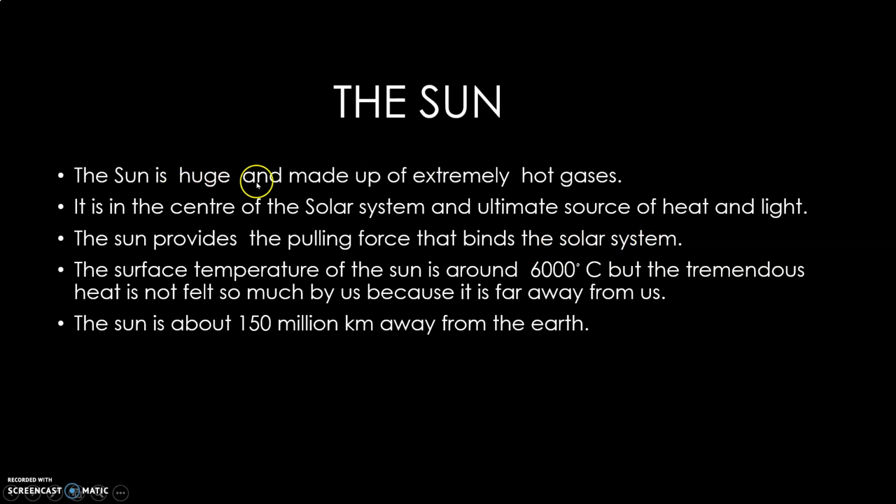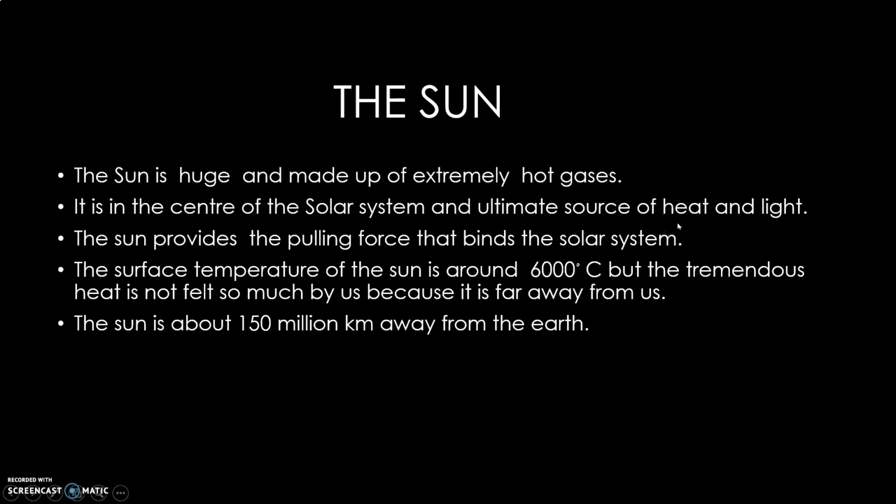See, the sun is huge and made up of extremely hot gases. Huge means very big. How big the sun is, do you know? Earth is only very big. If you bring 13 lakh Earths and keep them in the sun, they can fit. That much huge the sun is. And it is made up of extremely hot gases. That means the sun is a sphere of burning gases, and it is in the center of the solar system and the ultimate source of heat and light.